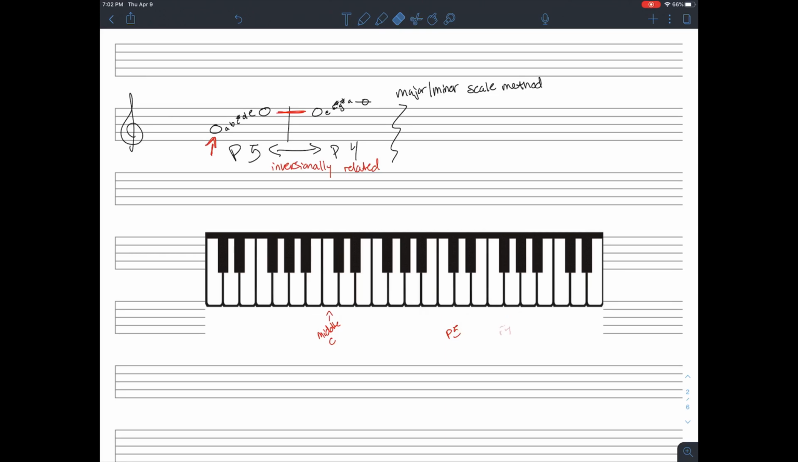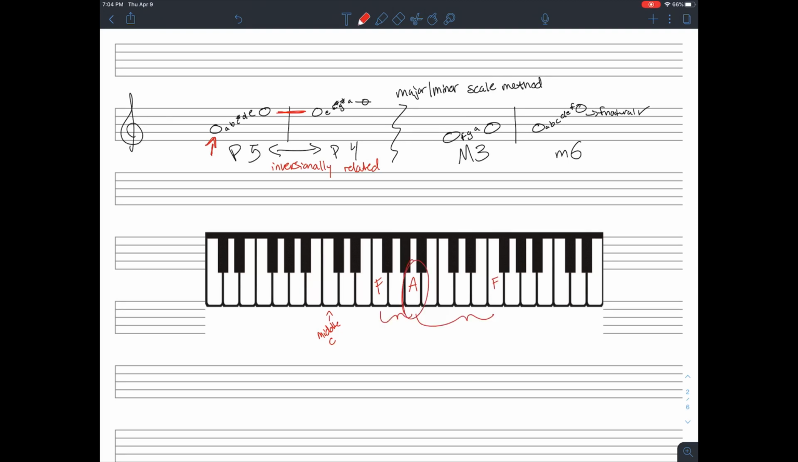Let's try it with a totally different interval. F to A. We know it's a third, and then A to F, which we can count as a sixth. Now F to A is a major third, and if we use our major minor scale method, we would see that F sharp would work in the key of A, but we don't have an F sharp, we have an F natural. So that means it has to be minor.